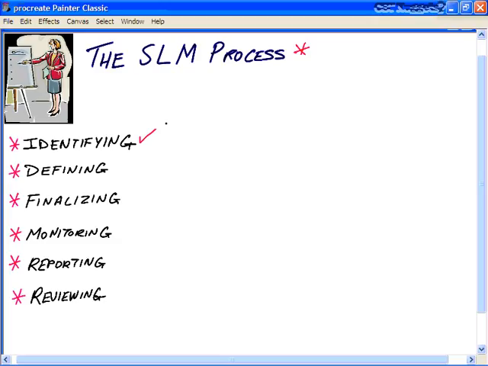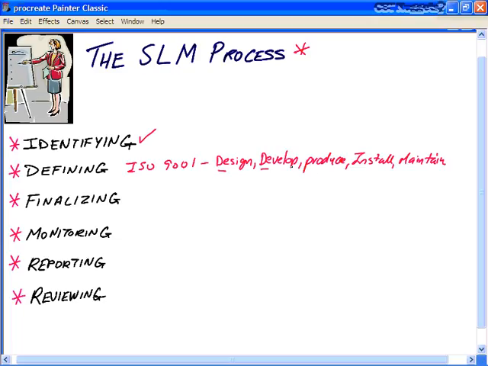The second step is defining the scope and the depth of the customer requirements, all under the umbrella of service level management. This is going to be done according to the ISO 9001 model. And we talked about this earlier, the quality assurance model. So the design process should follow several steps: design, develop, produce, install, and maintain. Once all the specifications have been put into place and the IT organization has effectively translated the business needs into IT configurations, IT resources and services, you can then draw up or modify documentation.